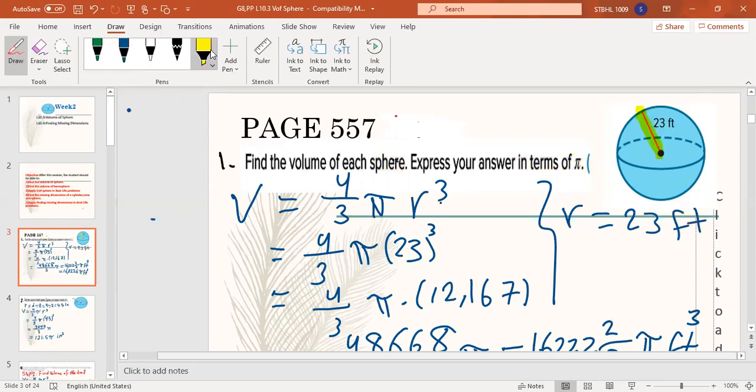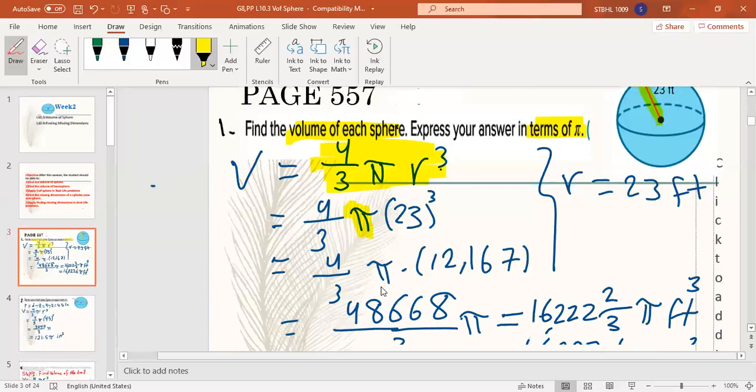The question asks you to find volume of a sphere, so directly go down and write formula of volume of a sphere, which is 4/3 pi r cubed. The question asks you to express your answer in terms of pi, so we will keep pi and substitute by r equal 23 cubed. 23 cubed means 23 times 23 times 23, repeated 3 times, which is 12,167.